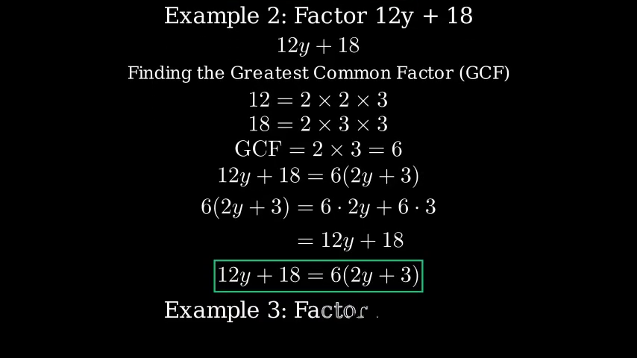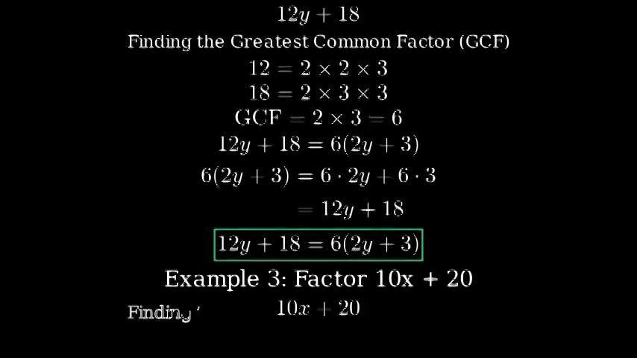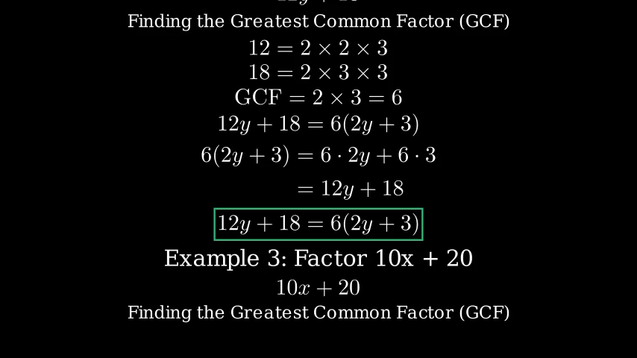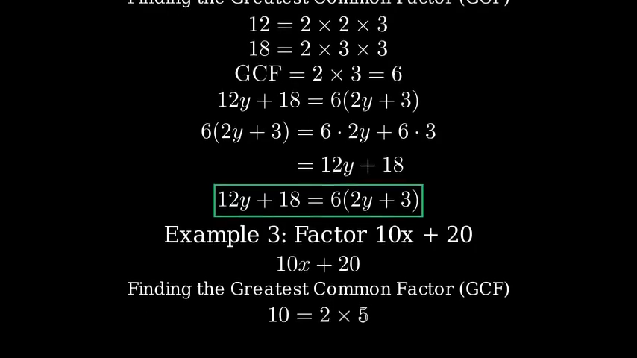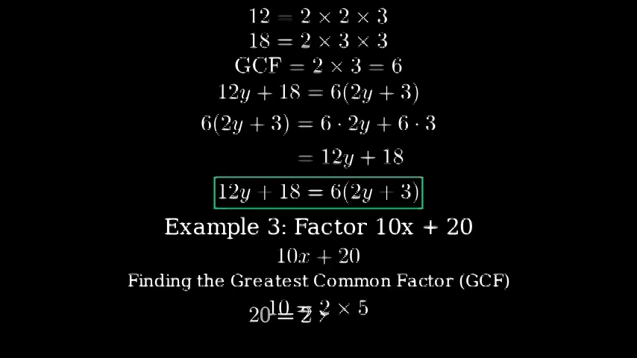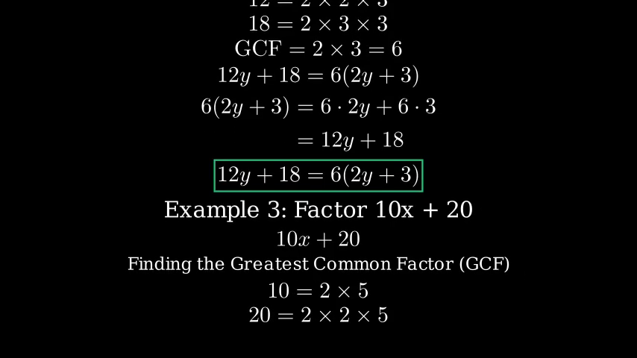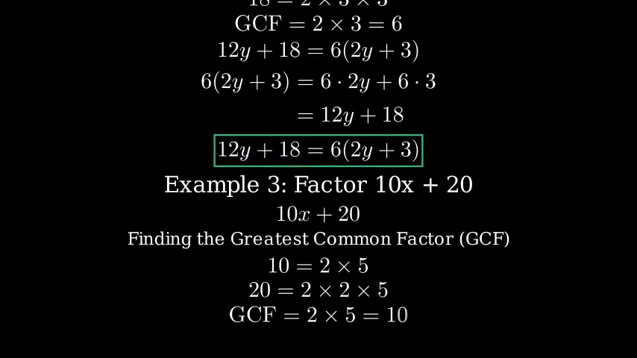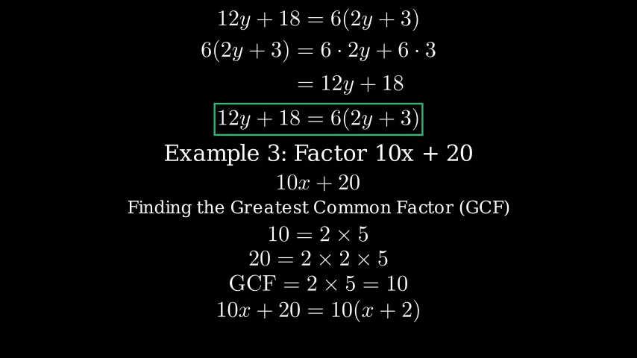We need to factor 10x plus 20. Similar to the previous example, we need to find the greatest common factor of 10x and 20. 10 can be written as 2 times 5, and 20 can be written as 2 times 2 times 5. So the greatest common factor is 2 times 5, which is 10. This means we can rewrite our expression as 10 times (x plus 2).